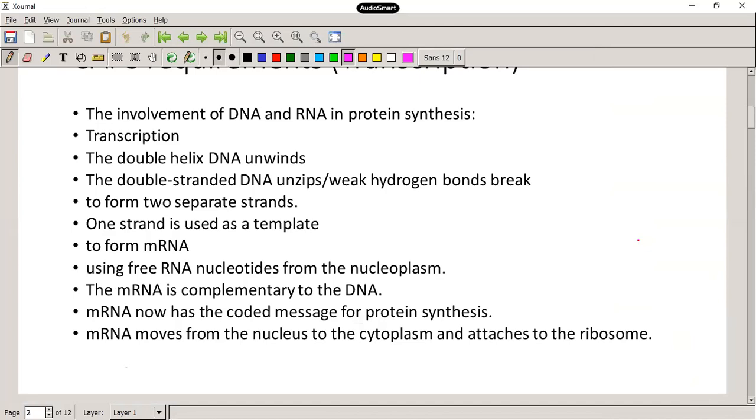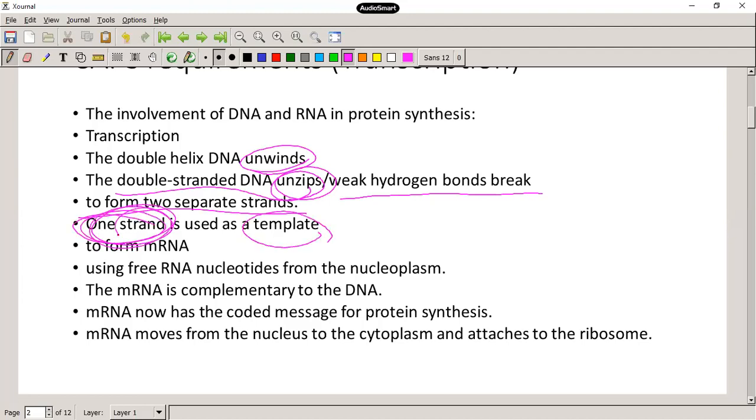There are two processes that we're going to go through during protein synthesis: firstly transcription, and then translation. In transcription, and it's now describing the process, the double helix is going to unwind, and remember it needs to unwind before it can unzip. Then the double-stranded DNA unzips, or we can say the weak hydrogen bonds break. It forms two separate strands, just like in DNA replication, and then only one strand is used.